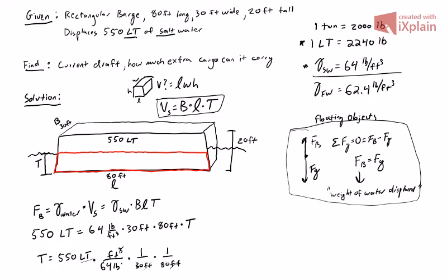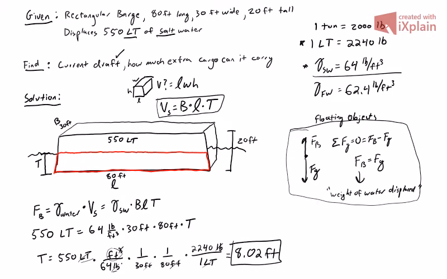But then we have long tons and pounds, right? So we need to cancel our units. So we know that 2,240 pounds is equal to 1 long ton. Long tons cancel long tons. Pounds cancel pounds. And we're left with just feet, which is what we want. Plug all that into our calculator, and we get that the draft is equal to 8.02 feet. Awesome. Part 1, current draft, done.